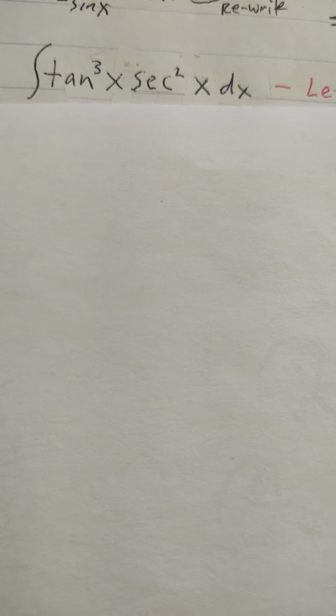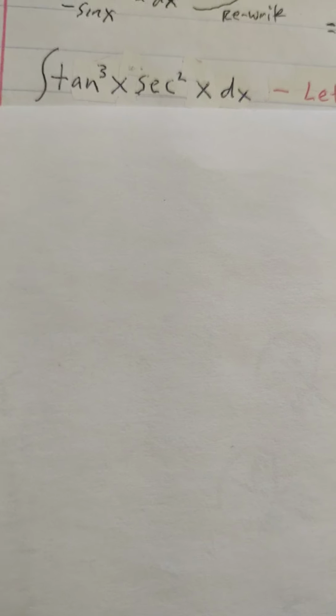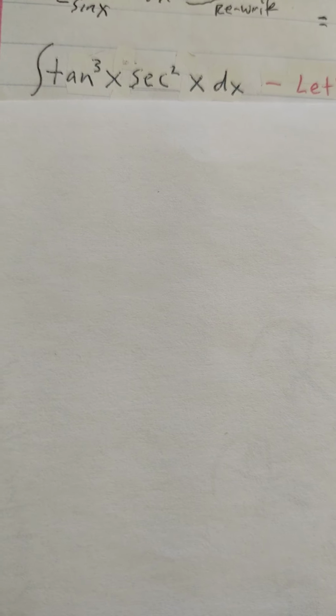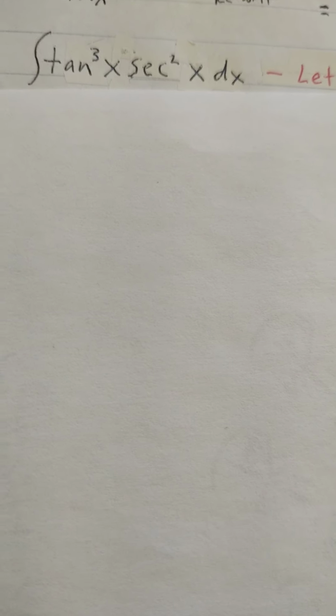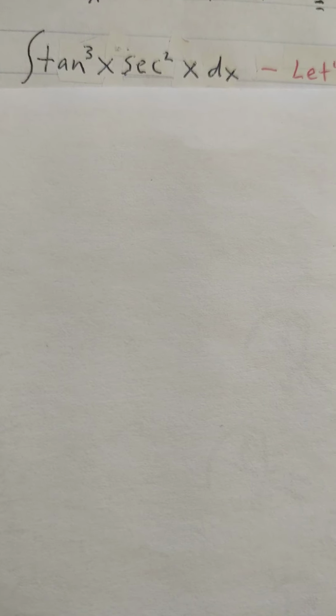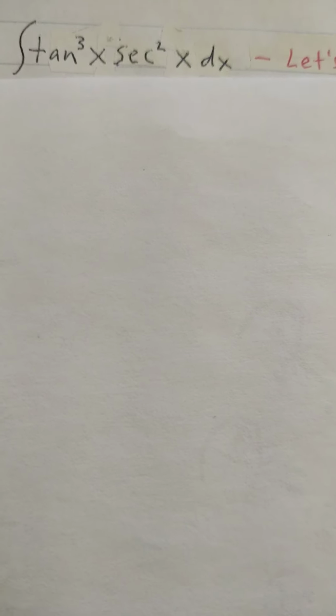So here's what I'm thinking. I know the derivative of tangent x is secant squared x dx. So why not let u equal the tangent of x? Don't involve that power of 3. Just let u equal the base, tangent of x. So let's do a u substitution, I wrote.